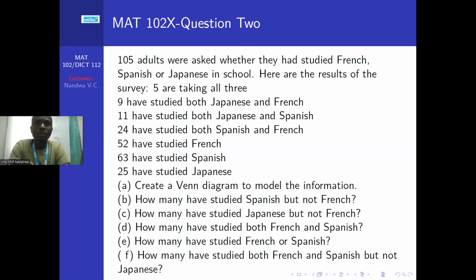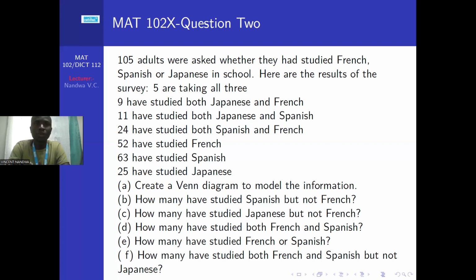9 had studied both Japanese and French. 11 had studied both Japanese and Spanish. 24 had studied both Spanish and French. 52 had studied French, 63 Spanish, and 25 Japanese.